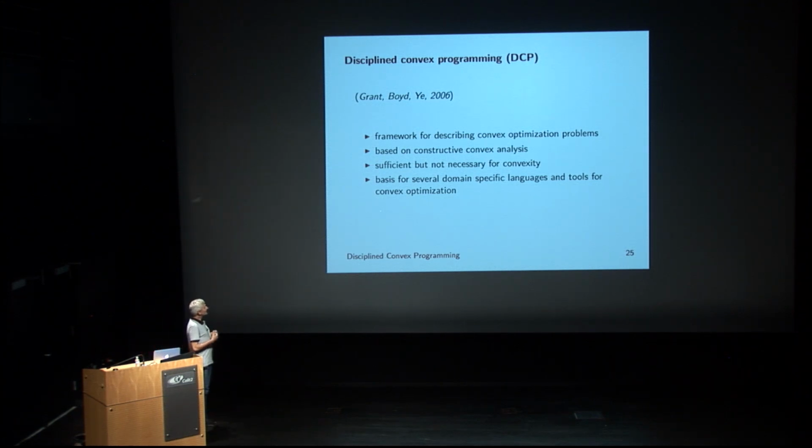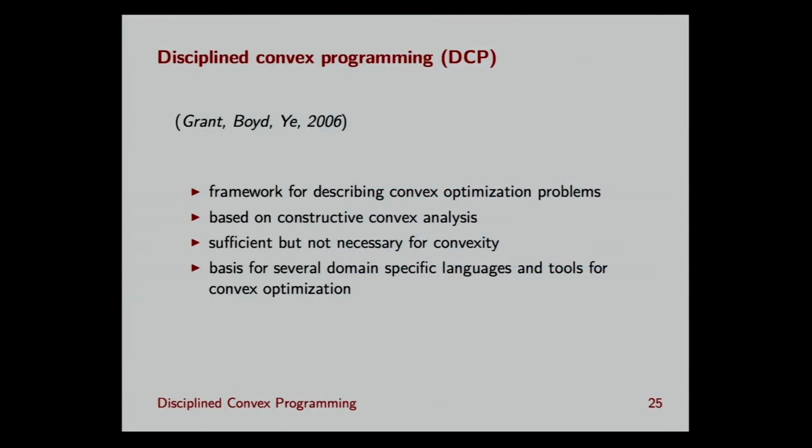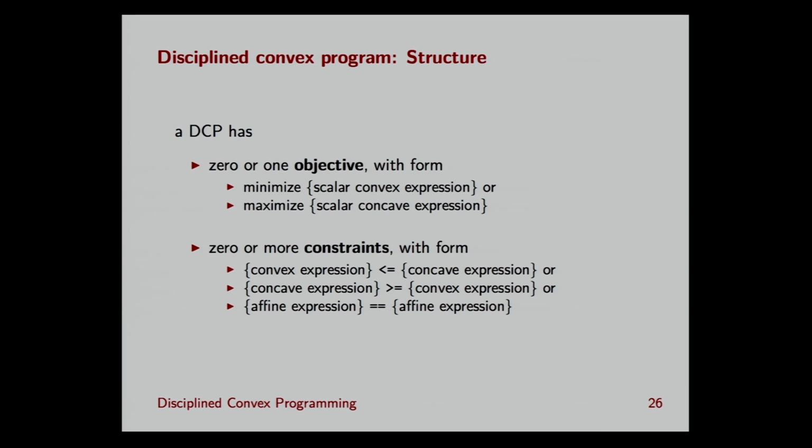So the idea is it's a framework for describing convex optimization problems, and it's basically just going to be an implementation of constructive convex analysis. So you get a sufficient but not necessary condition for convexity, and it's used in a bunch of tools that do this kind of stuff, right? So I'll show you what these are. And by the way, if you are trained in computer science, what you're about to see, I'm describing a language. This is essentially the Backus-Naur syntax description of what this is.